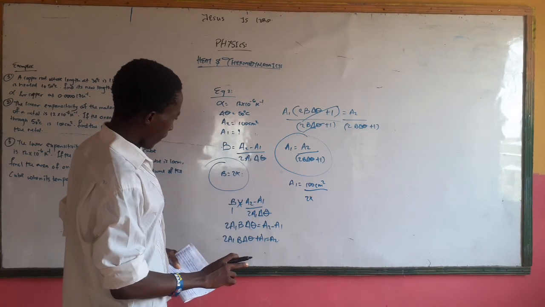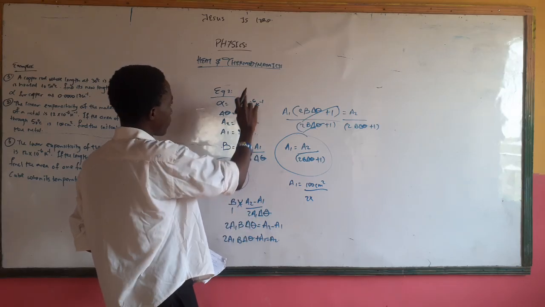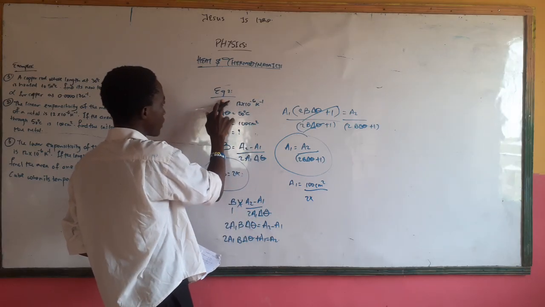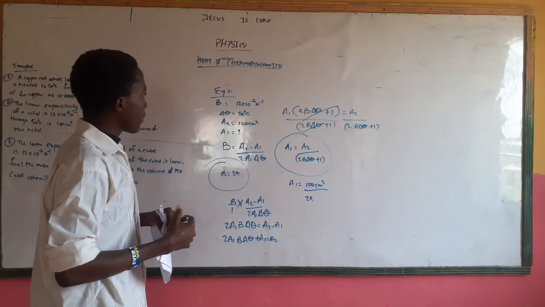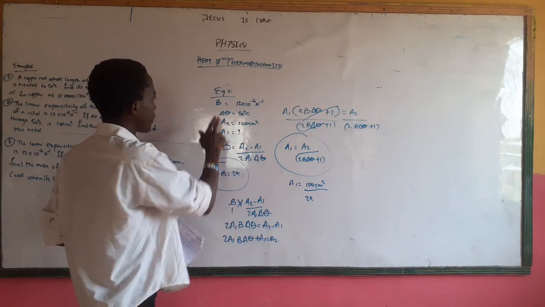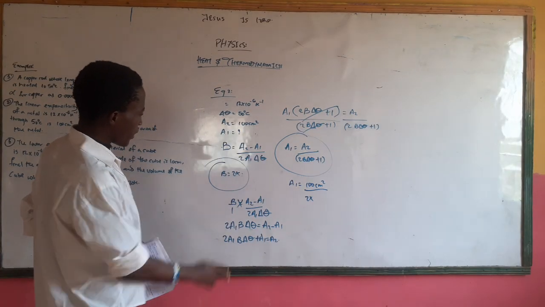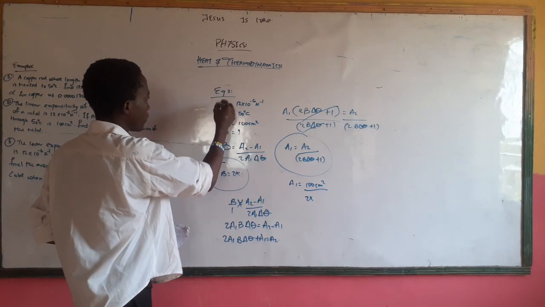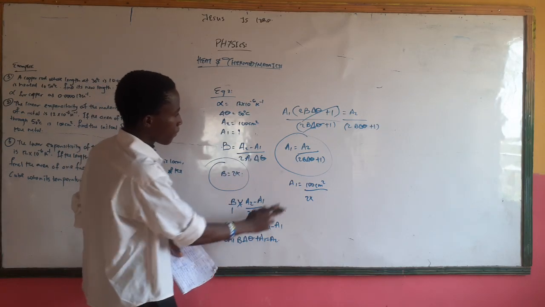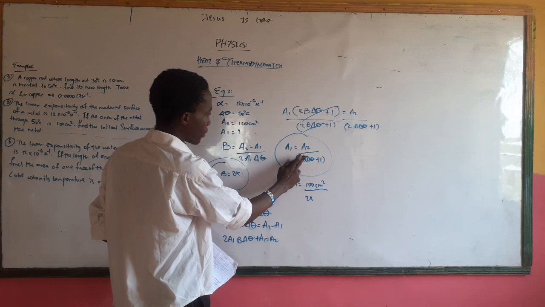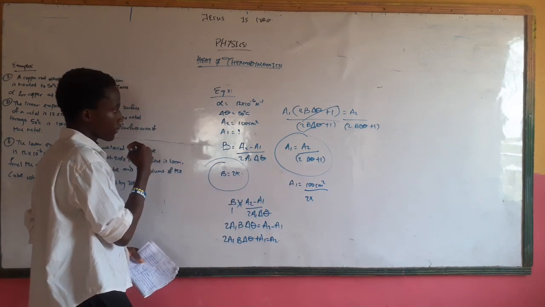Is it beta? Yeah. So this is no longer beta. It has become alpha. Do we understand? Since we have introduced the 2, the beta has become alpha. So instead of writing beta here, we're just going to replace it with alpha.